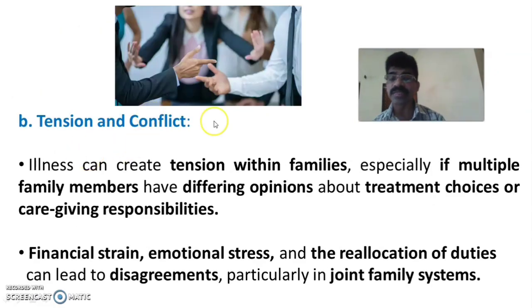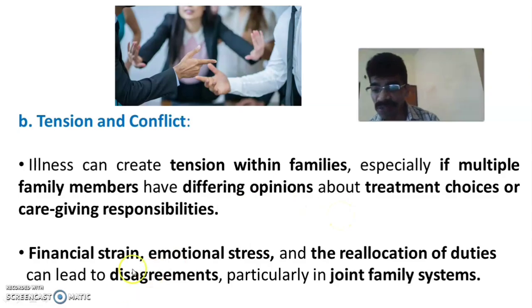Okay. Next is tension and conflict. Illness, of course, can create tension within families, especially if multiple family members have different opinions about the treatment choices or caregiving responsibilities. In some families, for example a joint family, there are many members, so the tension will increase if there is any illness in the family, because with multiple family members they have different opinions about the treatment of the particular person, and about who has to take care. That may lead to increased tension within the family.